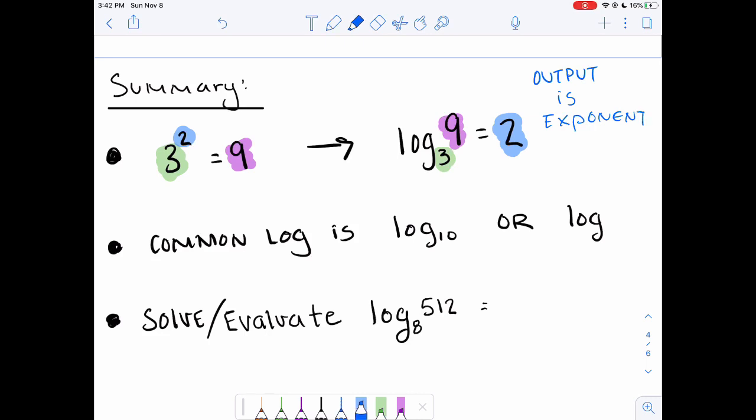The common log is known as log base 10, or more commonly, it's just written as log. You can easily solve or evaluate a logarithm by just taking the common log of the result and dividing it by the common log of the base.